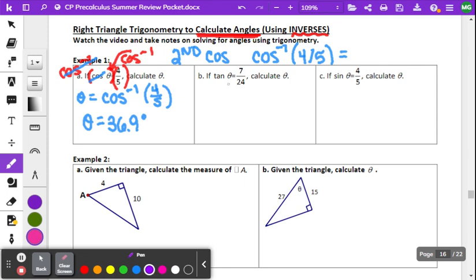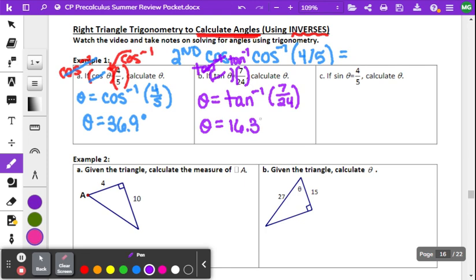For letter B, we're told that the tangent of an angle is 7 over 24. To undo that, we will take the inverse tan of each side. That's tangent to the -1, that's how we write that. Tangent and inverse tan cancel each other out, and we get that the angle equals the inverse tan of 7 over 24. Make sure you check that in your calculator. You should get 16.3 degrees.